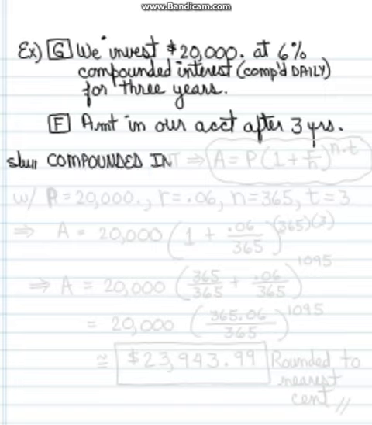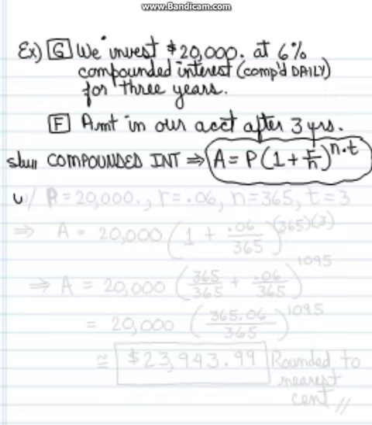The formula you use for those types of problems is A, amount in the account, equals P, principal amount invested, times 1 plus R, interest rate in percentage, over N, the number of compound periods per year, raised to the N times T, the amount of time passed, exponent. For this problem, P is equal to $20,000, R is equal to 0.06, that's 6% in decimal form, and the number of periods.